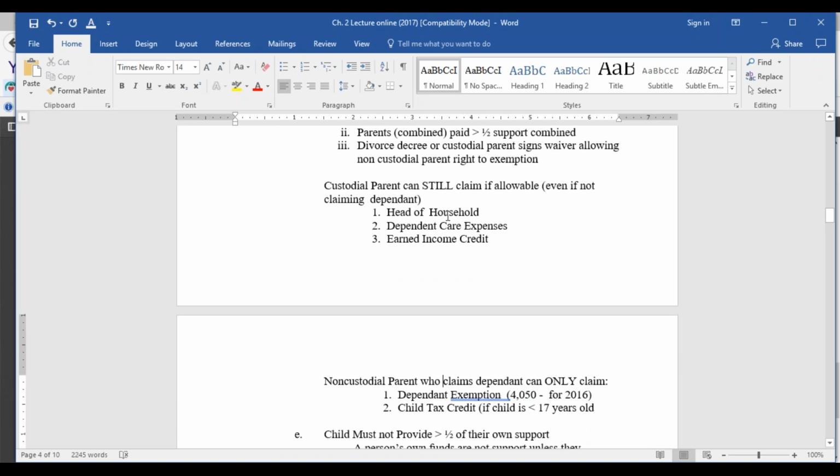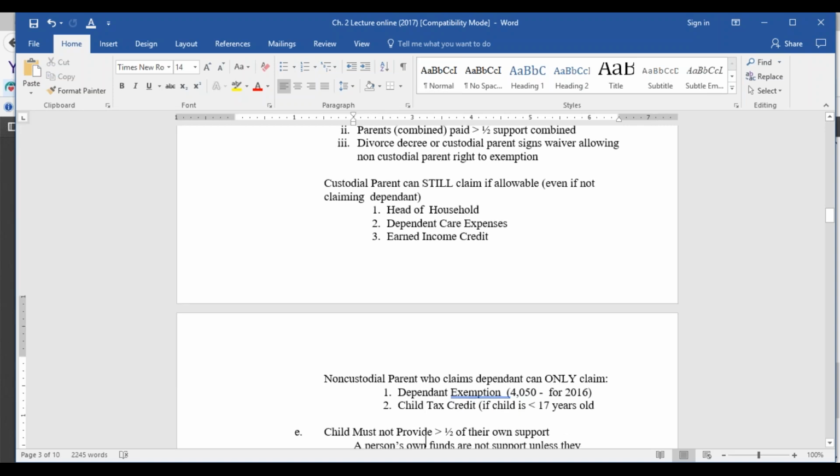So if you look here, when you claim a child, there are 5 potential benefits that you get access to every time. If you're single, there are 5 different benefits. However, in the divorce situation, the person who actually claims the child, who doesn't have the child living with them more than half the year, can only claim 2 of them. The custodial parent can still claim the other 3.